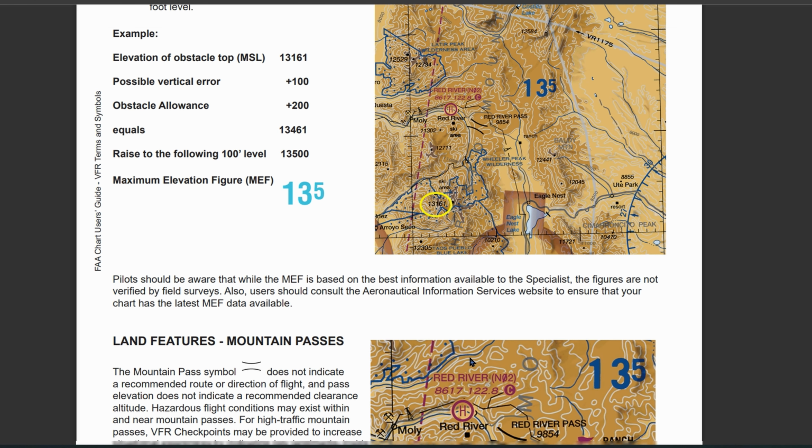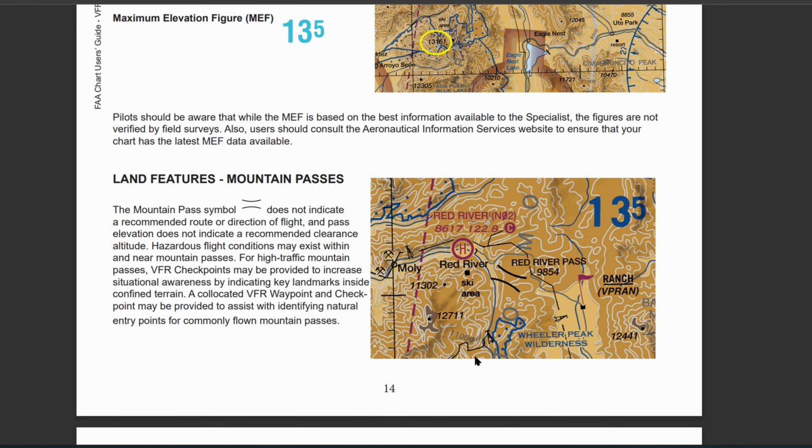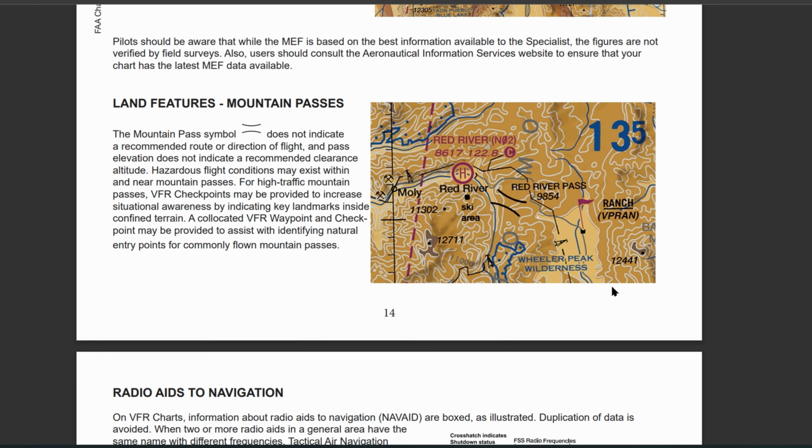Last part of this section is just land features. So we'll have like mountain passes. You can see this H for like a helicopter pad here. You have this flag, so this denotes something for the FAA. There's a ton of different symbols, but a mountain pass is represented by these two lines that are like two parentheses back to back. In the next section, we'll be looking at radio aids to navigation.